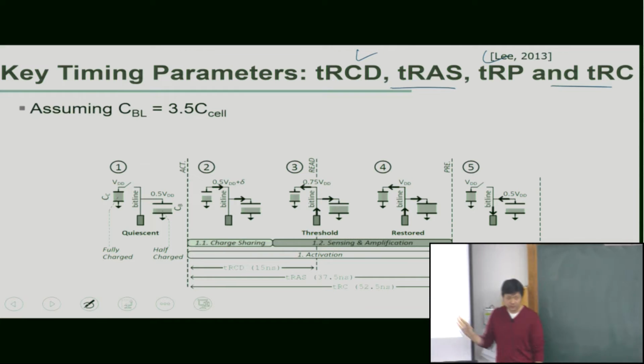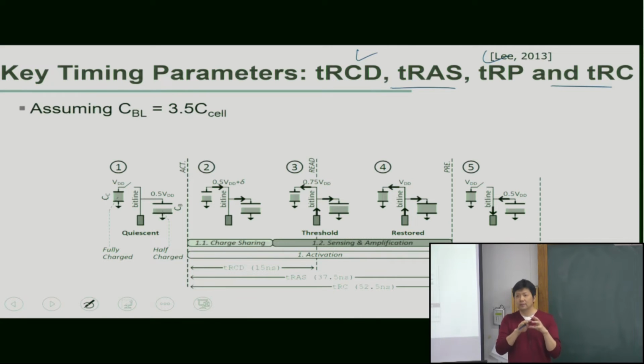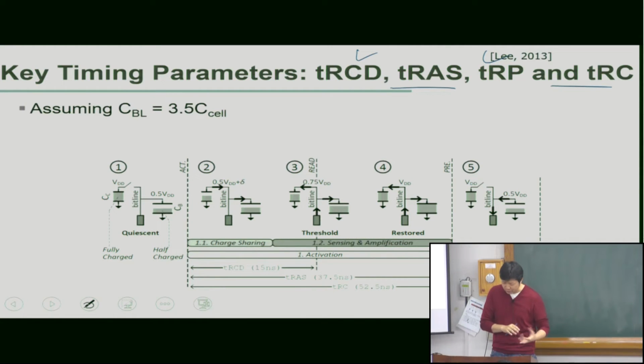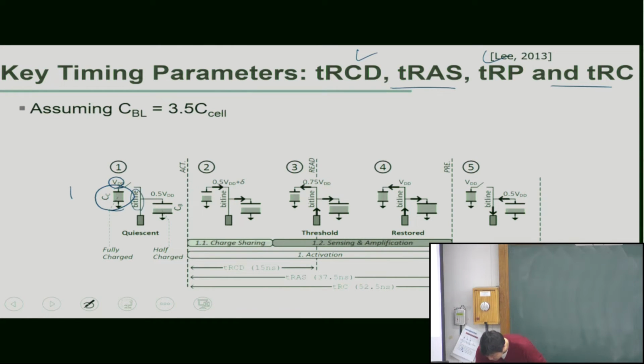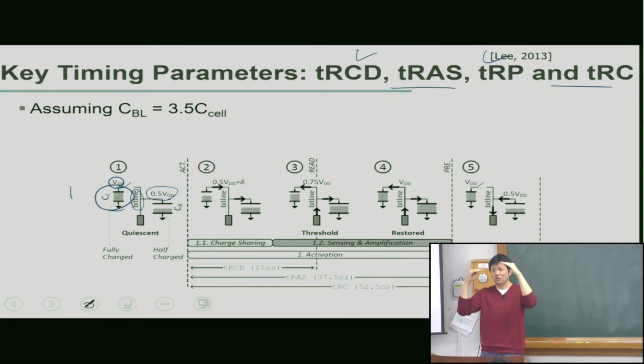So I just explained the voltage sharing between the cell capacitor and the bit line. So let's say initially, this cell actually has the value of 1. So value of 1 means now this one actually is fully charged, right? So fully charged means that now this one actually voltage level is VDD, right? And initially this bit line is pre-charged to 0.5 VDD. It's only half full. Okay, that's the initial state, right?